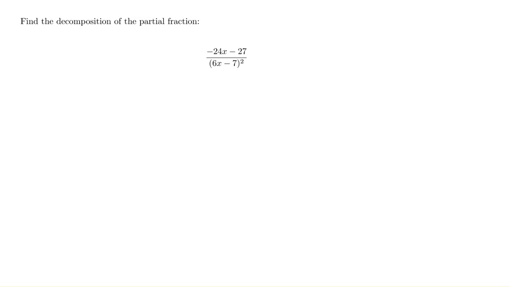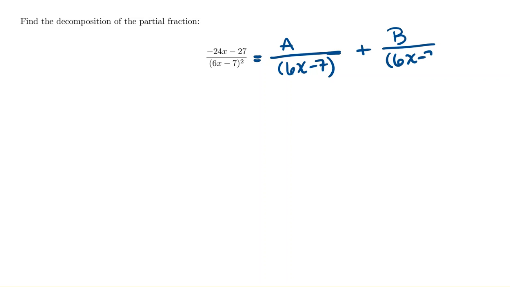The way we would deal with that is we would begin by writing equals to some constant a times the 6x minus 7 as a singular term. And then you would have to add some constant b divided by 6x minus 7 squared. In this case, we've accounted for all possible factors at the bottom. There's no other terms remaining, so this would be our beginning step.